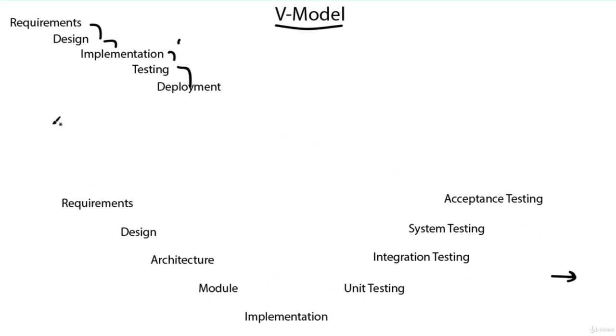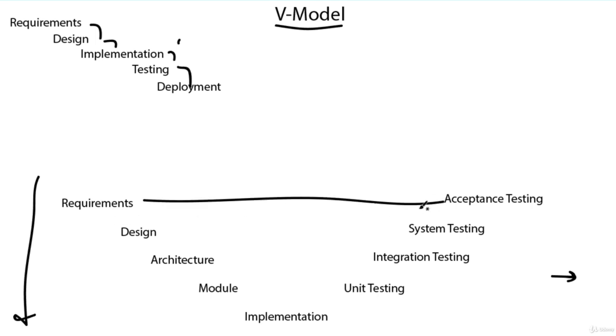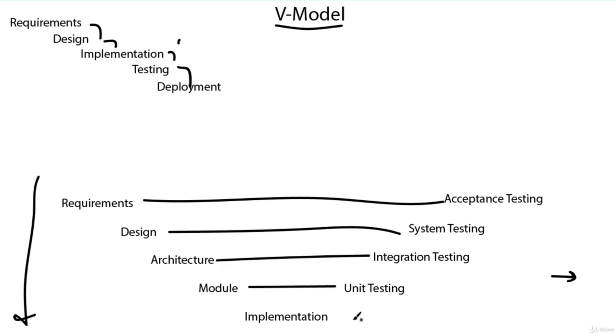But what this model does is it works this way. So don't think we're going like this and then back up the right side. What we're doing is we're working basically on these layers right here. So we have this top layer, which is this connection between requirements and acceptance testing, then design and system testing, architecture and integration, and module and unit testing.